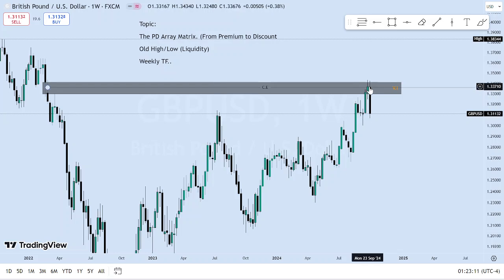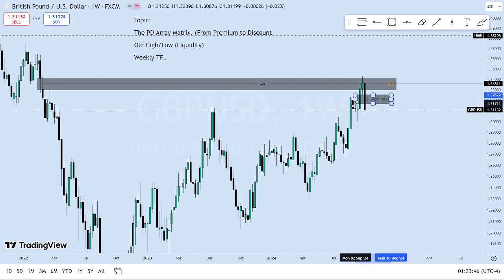Now that we have delivered into this volume imbalance, you can see how quickly price dropped. We left the volume imbalance, then we dropped. Here is a little fair value gap between this candle here and this candle high. There's a fair value gap there between this candle and this candle. Yeah, it's a fair value gap.